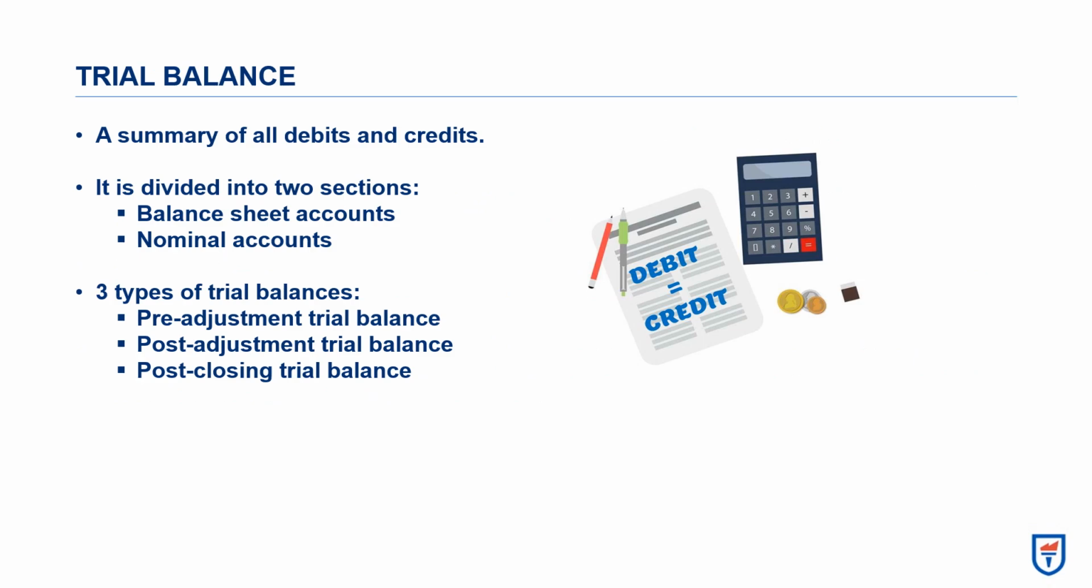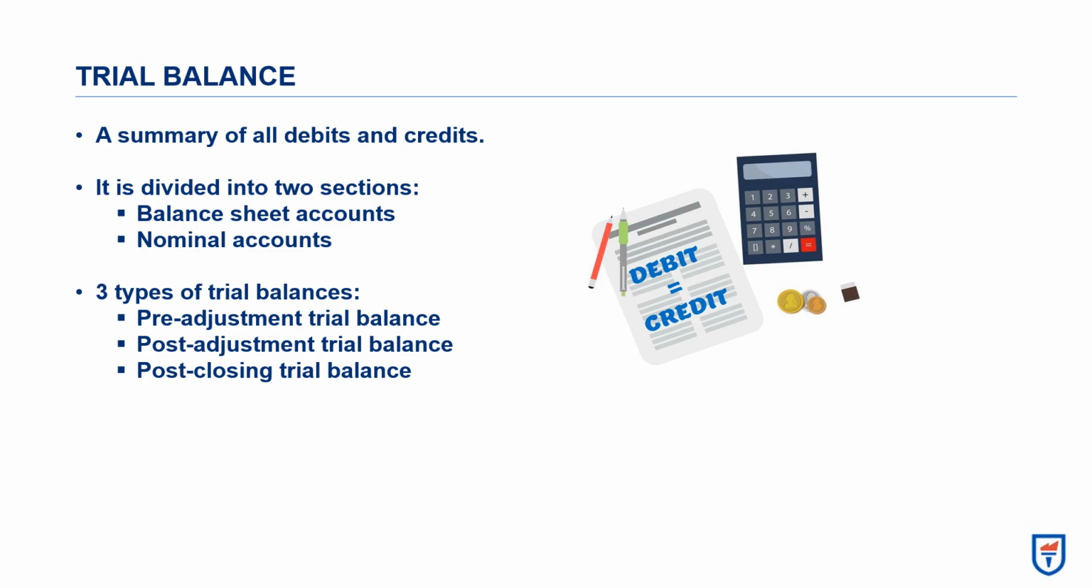From the ledger accounts, you can post into the trial balance. What is a trial balance? It's a summary of all debits and credits. The trial balance is divided into two sections: the balance sheet account section and the nominal accounts section. Under the balance sheet account section, you will find assets, liabilities, and equity accounts. Under the nominal account section, you will find income and expenses.